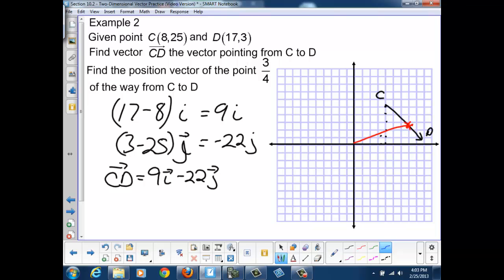So I'm going to start at the origin and move to point C, and then from point C, I can move 3/4 of the way along my displacement vector from C to D, and end up at the location I want. So the resultant of these two vectors, vector 1 and vector 2, I'll call them, that red line is the resultant. If I can find those two vectors and add them together, then I should get the answer to my question. Now, the first vector is just the position vector to point C. So vector 1 is going to be 8i plus 25j. That's how I get to point C, by going 8 units horizontally and 25 units vertically.